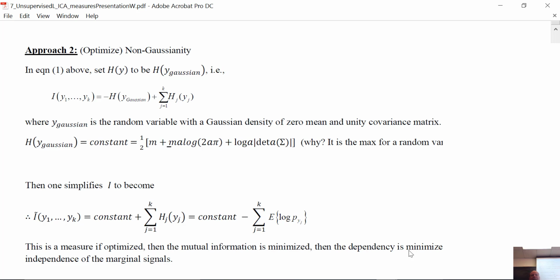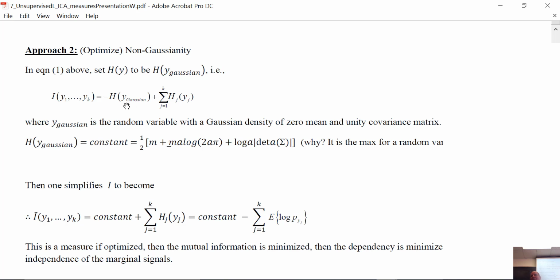Another thing: instead of having a comparison between the joint density of the vector vis-a-vis the product of the marginal densities, you say, I'm going to make a comparison between the product of the marginals, which is going to end up as this expression, vis-a-vis a process which has the max uncertainty, which is the max entropy.